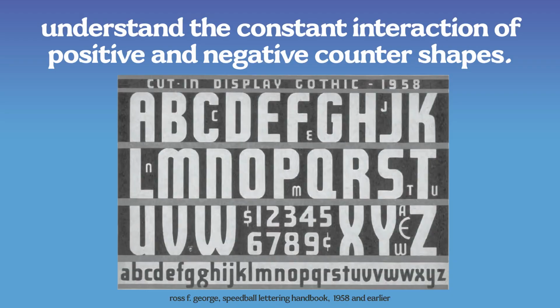You need to understand the constant interaction of positive and negative counter shapes. And this goes both to how words knit together, how things overall appear on the page. And I thought this was a terrific example from one of the fantastic Speedball pen instruction books that they've come out with for decades. And there are wonderful pages on the internet about these, if you're not lucky enough to find copies of them at antique sales and things like that or on eBay.